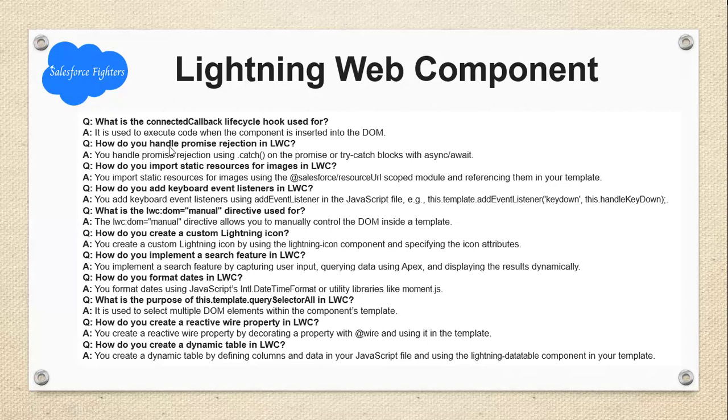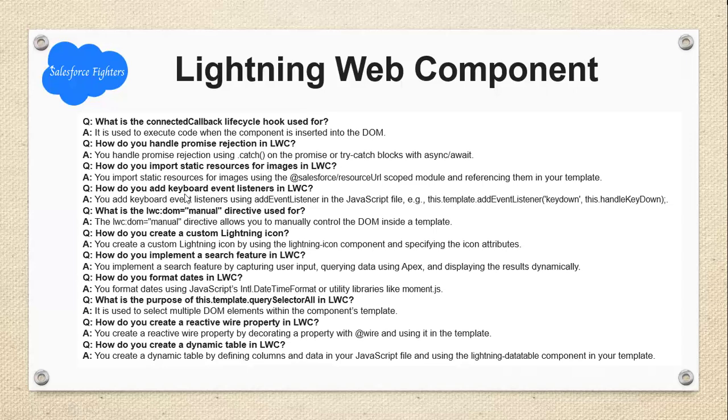Next question. How do you handle promise rejections in LWC? You handle promise rejection using catch on the promise, or a try-catch block with await. Next question. How do you import a static resource for an image in LWC? You import a static resource for the image using the @salesforce/resourceUrl scoped module and reference it in your template.